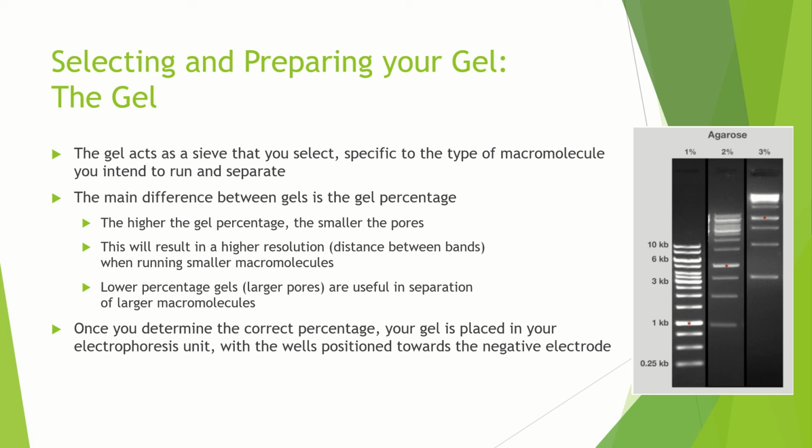You want to find the perfect balance. If your percentage is too high, your gel may be cloudy, and an unnecessarily low percentage gel can be fragile. This gel is then placed in your unit with the wells towards the negative electrode.